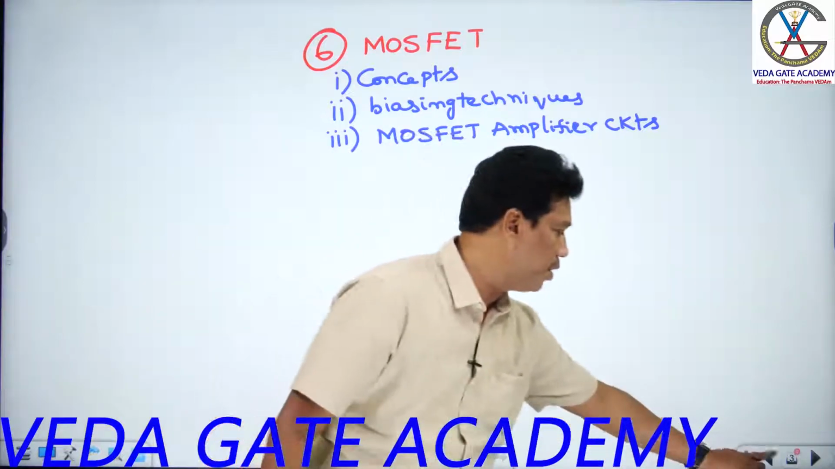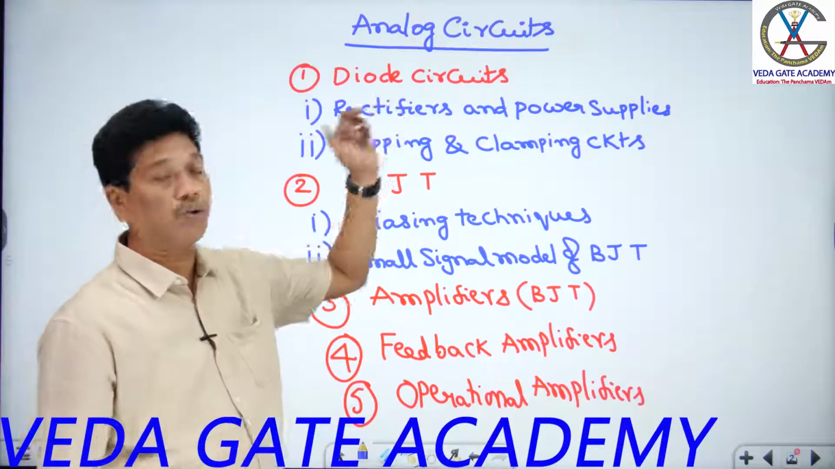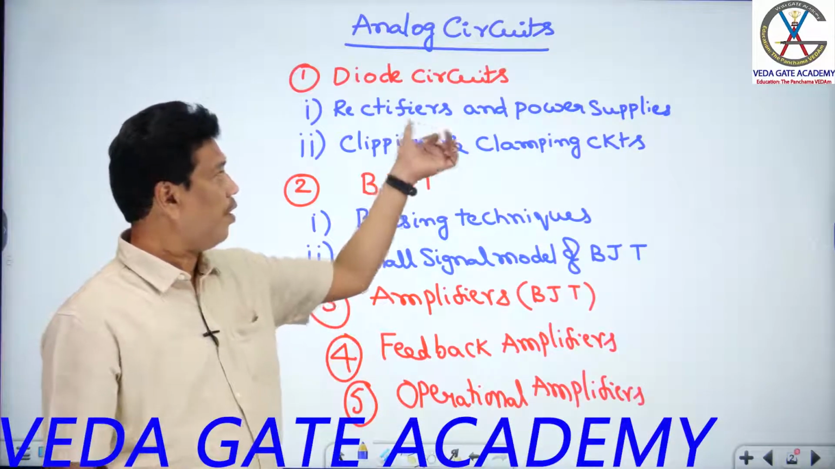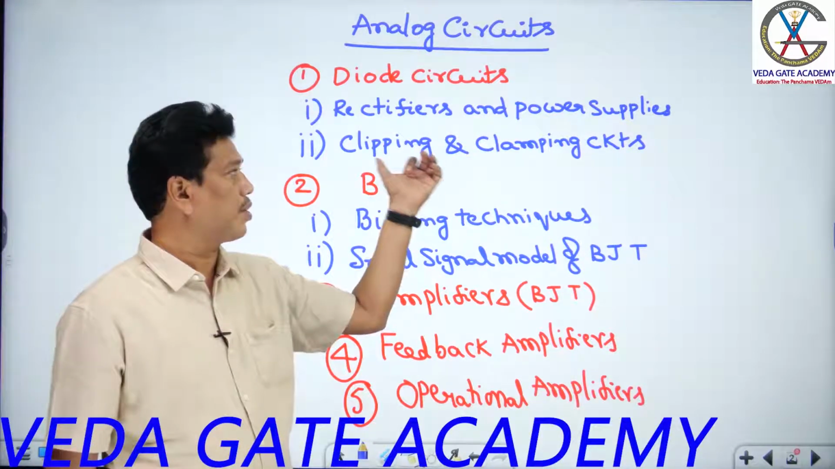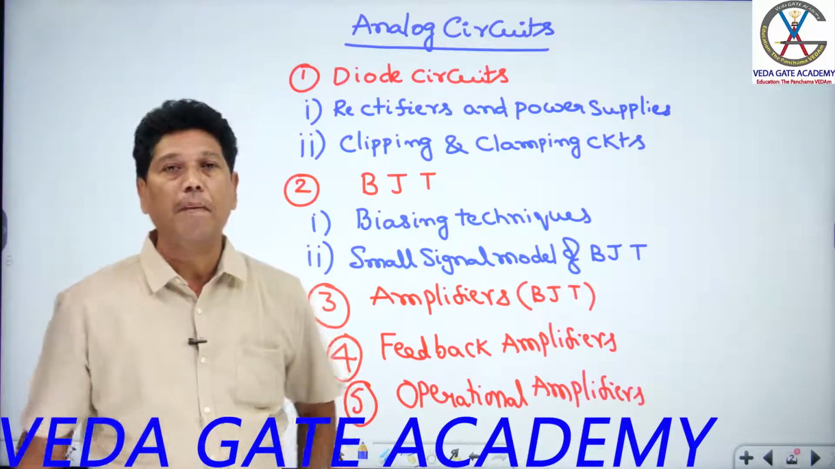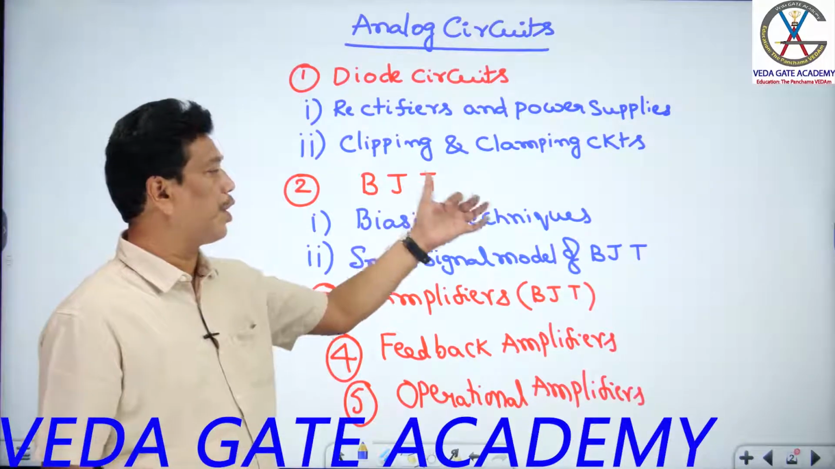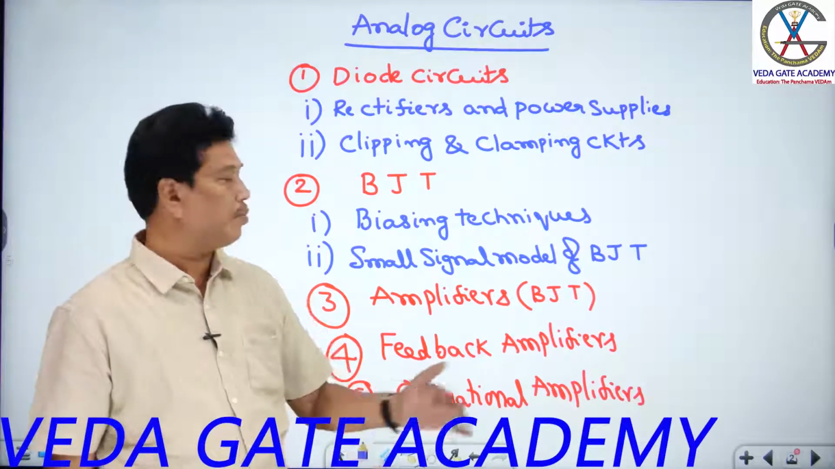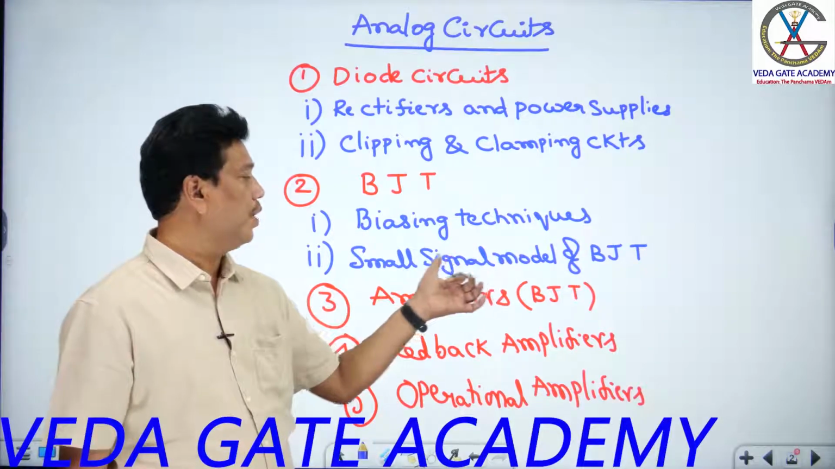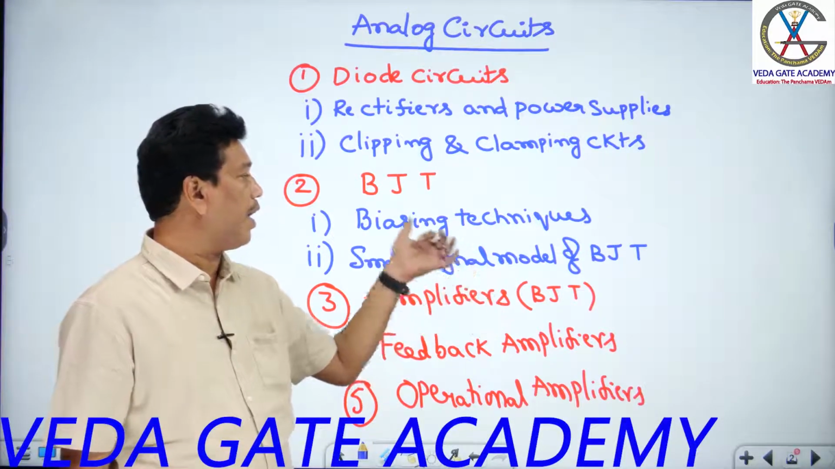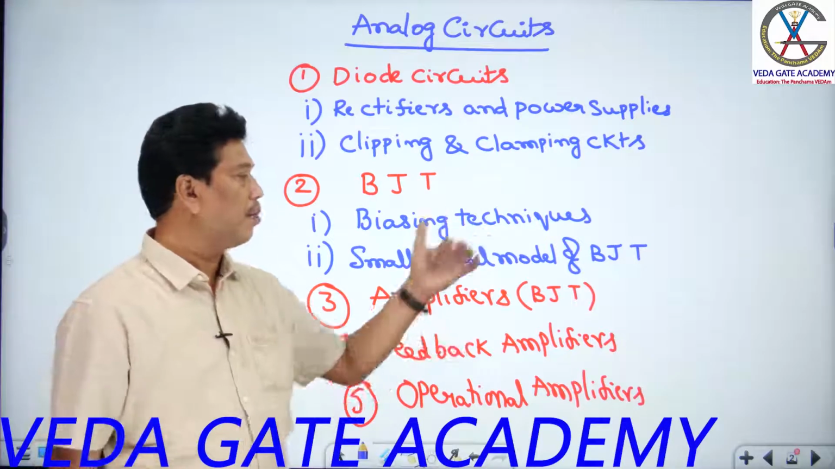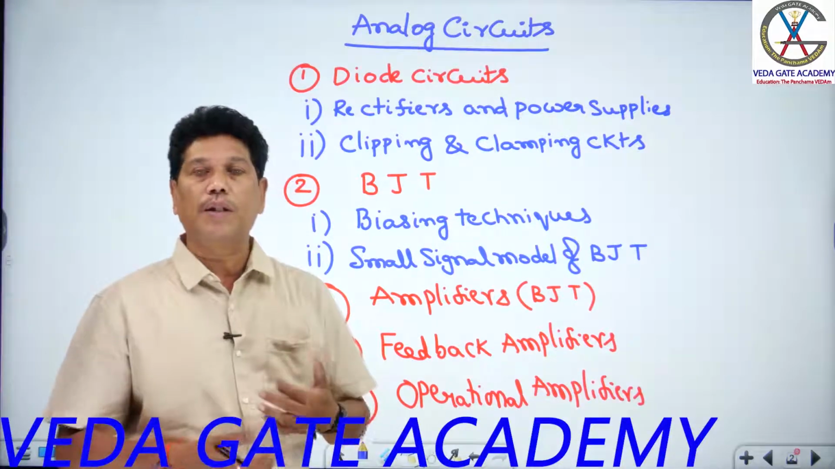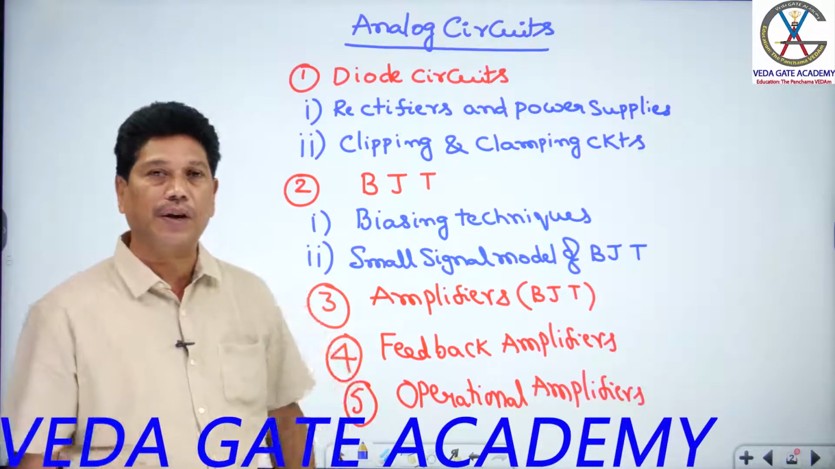So what things you may discuss? First you start with the diode circuits. Under diode circuits, the applications you may discuss are rectifiers and power supplies. Next, clipping and clamping circuits. Next, come to the BJT concepts. Under the BJT concepts, now I can go for its applications as an amplifier. Before that, the most required thing before amplification is biasing techniques, as well as the small signal modeling of BJT.